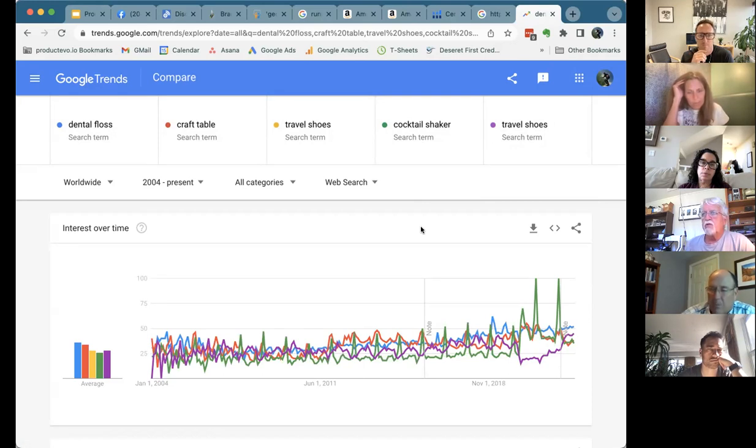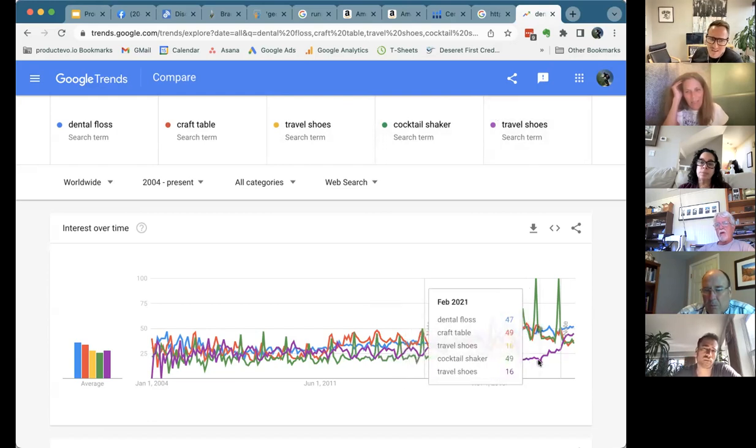What's really interesting is you can really see COVID there, can't you? You can. It's pretty wild. That is fascinating. You want to see a funny one? The purple's the travel shoes. You can see it tank during COVID, but what's funny is guess what goes up during COVID? The cocktail shaker goes up.